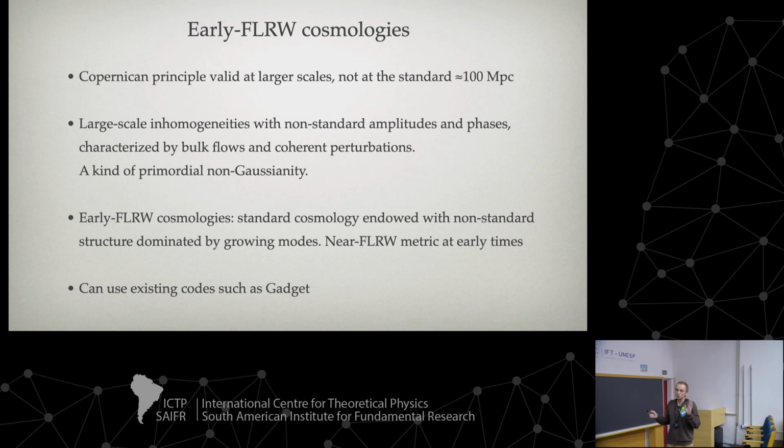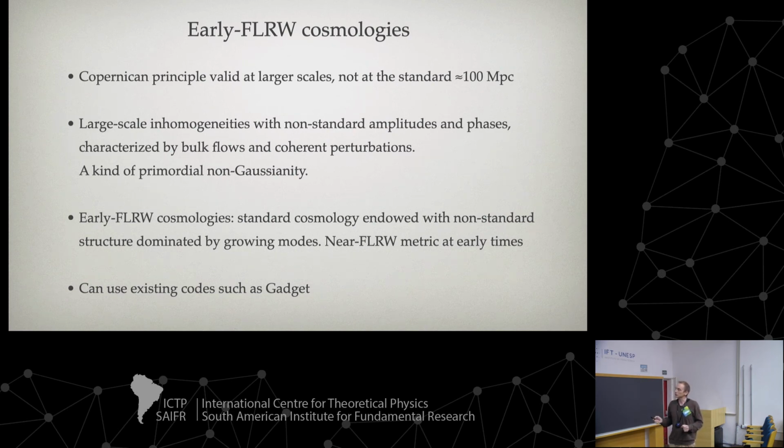Well, the first assumption is to say that, of course, we want to be Copernican, right? Because we cannot admit that we are really special in such a big universe. So the basic idea is that the Copernican principle is valid on a grander scale. Not just a standard 100 megaparsec, maybe it's a gigaparsec, 10 gigaparsec, whatever, but it will be valid at some point on larger scales.